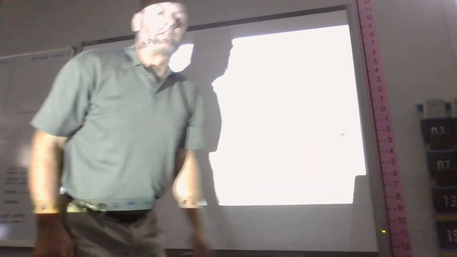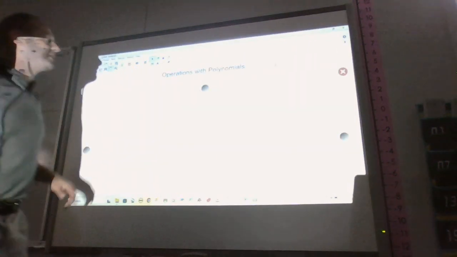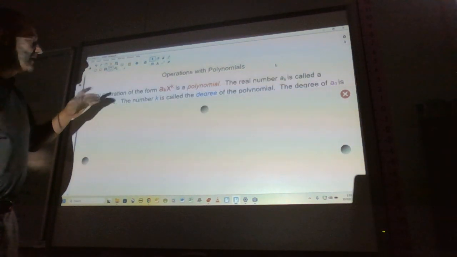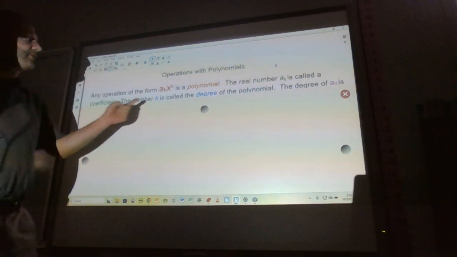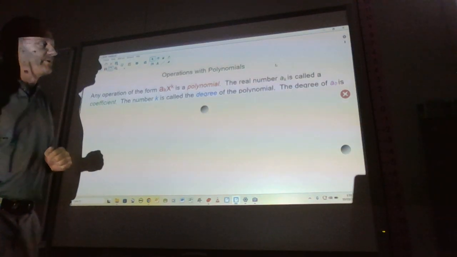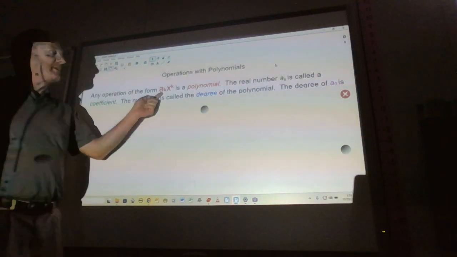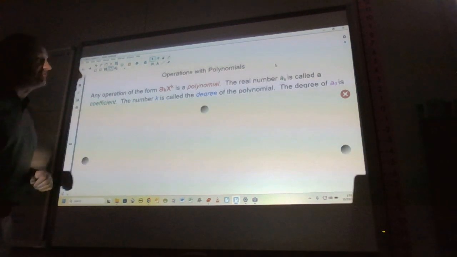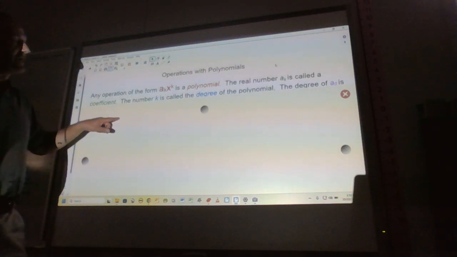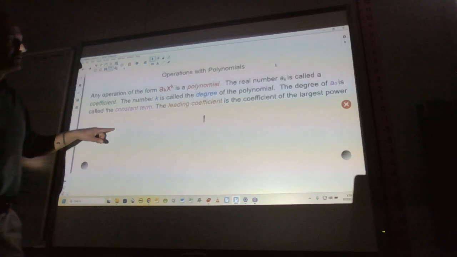Hey everybody, today we're going to talk about operations with polynomials. So, first of all, we've got to know what a polynomial is. Any expression that looks like a sub k times x to the k power is a polynomial. This number a sub k right here is called a coefficient. It's a number outside, in front of the x. The number k is called the degree of the polynomial.